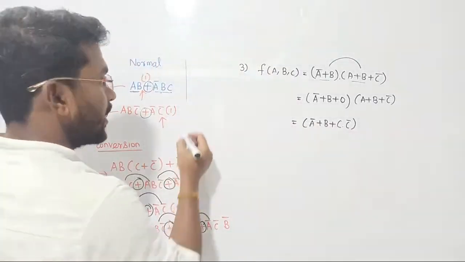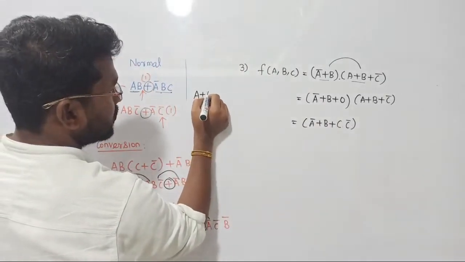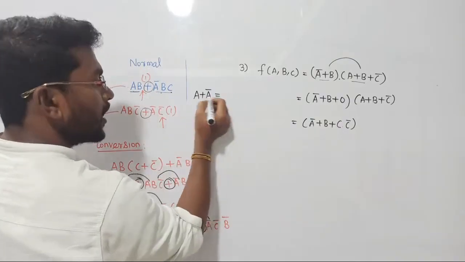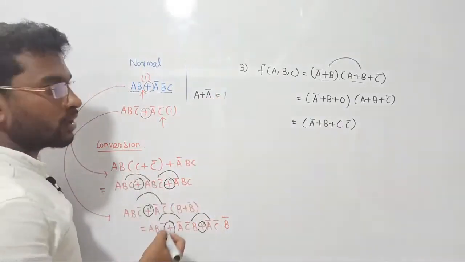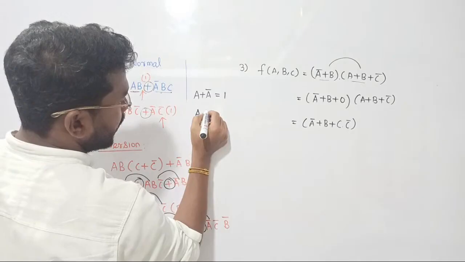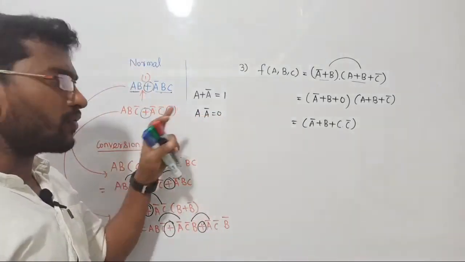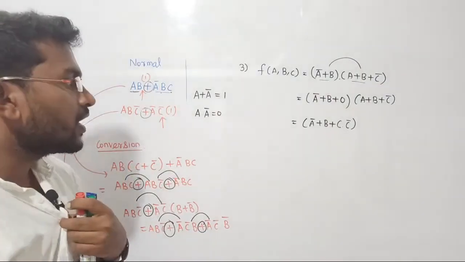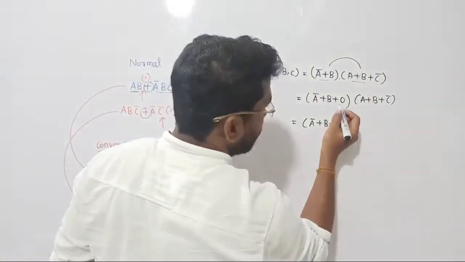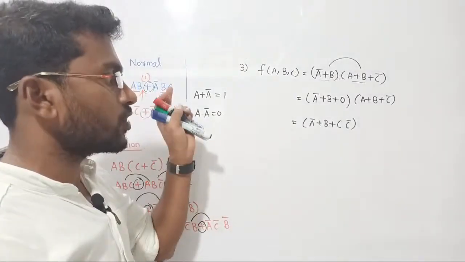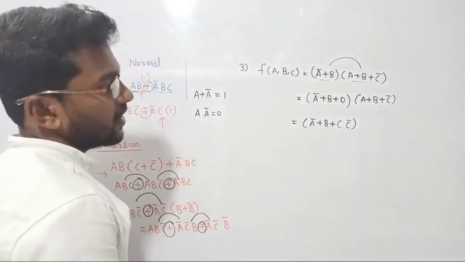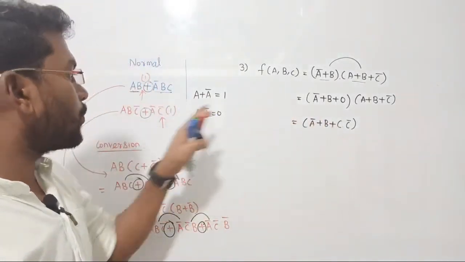Any mistake? Guys, listen. We all know some of the postulates we already saw. A plus a bar will always be equal to 1, and similarly, a dot a bar will always be equal to 0. You can consider b plus b bar, c plus c bar, whichever you want. Generally, I am saying like this. So I have 0 here, I don't have any variable, I am just considering 0. For 0, we can consider c dot c bar. Just this operation will be opposite to this one.